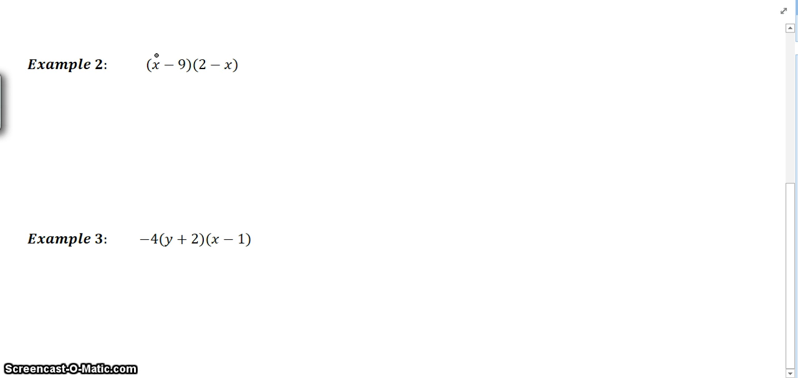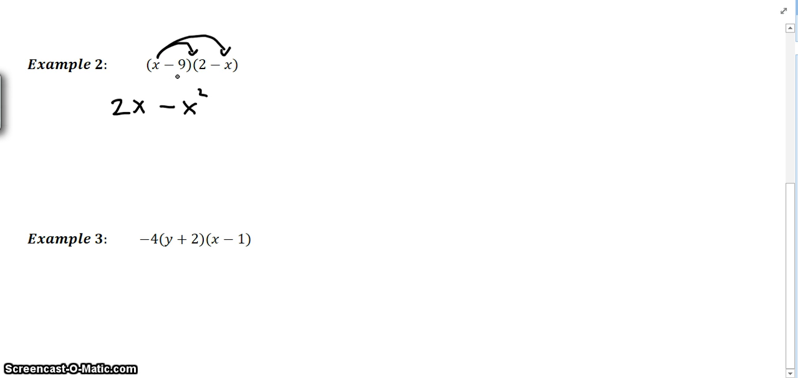A very common mistake students make is forgetting to incorporate this minus right here. So let's just take it step by step first. Let's do FOIL. So first: x times 2 is 2x. Now let's do the outside terms. x times minus x is minus x squared.